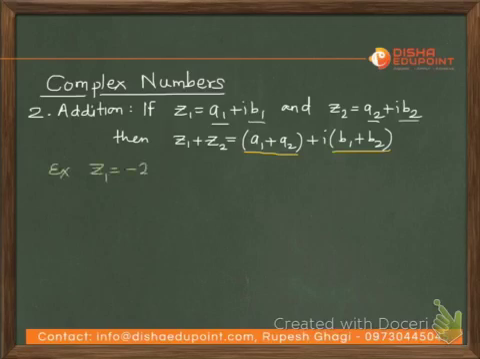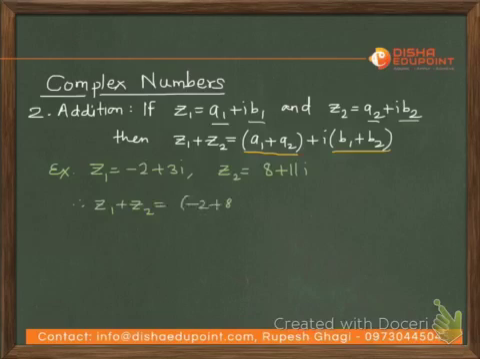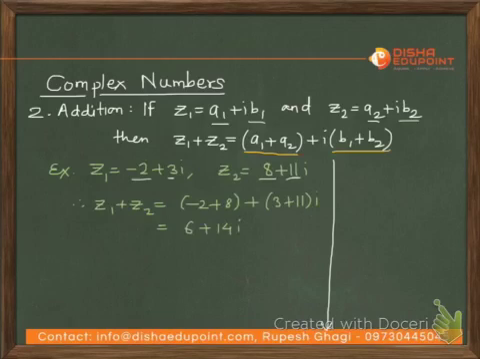Let's take one example. z1 = -2 + 3i and let z2 = 8 + 11i. Now what will be z1 + z2? Obviously z1 + z2 has its real part formed by the addition of the two real parts, which is -2 + 8, and the imaginary part will be the addition of imaginary parts, that is 3 + 11i. So the final answer is 6 + 14i. So this is the answer.